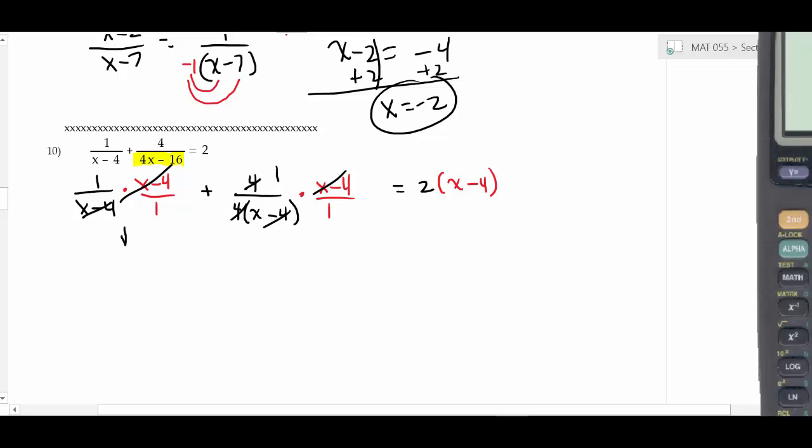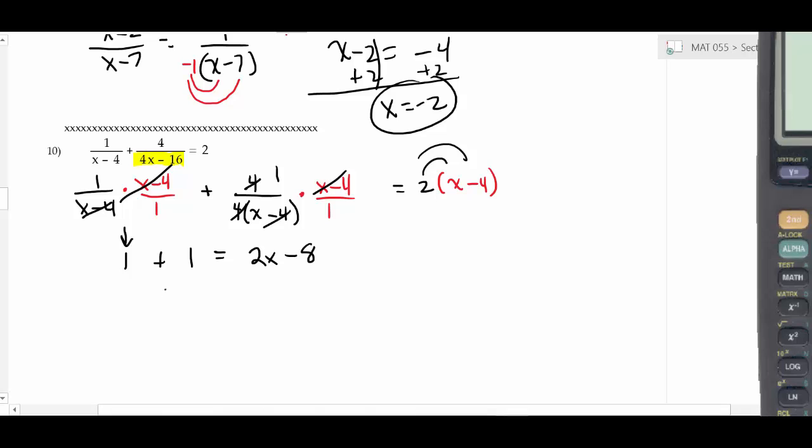So what you're left with here is a 1. What you're left with here is also just a 1, right? Now on the right side, you do the distributive property, so you get 2x minus 8. Everything's multiplied by x minus 4. We've gotten rid of the fraction. Does that make sense so far?